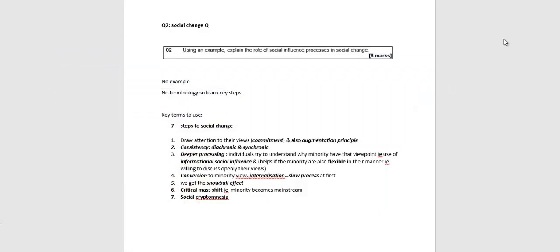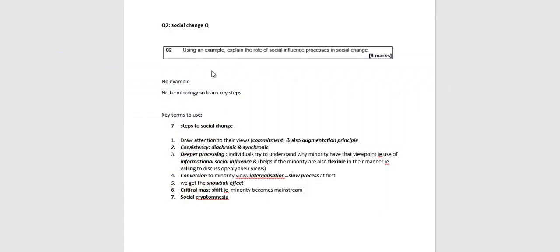Okay, another Mrs. H psychology clip to help you with your exam skills. This is dealing with AQA psychology, and specifically here it's paper 1, the social psychology section for this clip. The question is on social change, and we are going to be looking at this particular question, which is using an example, explain social influence processes in social change. So let's have a look at this question.